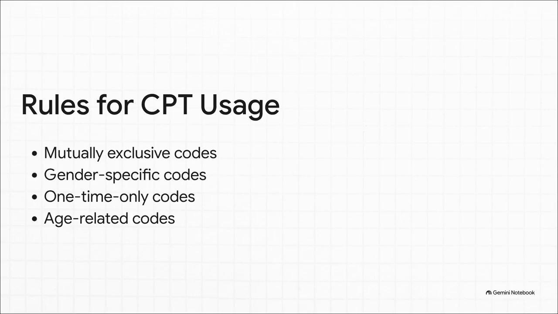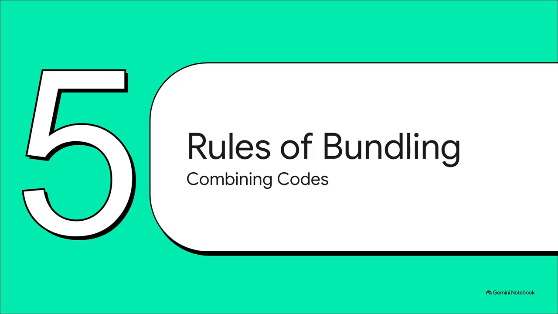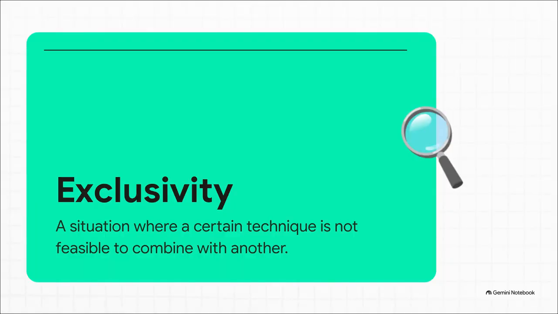And we also have one-time only codes. I mean, you only have one spleen, right? So you can only bill for a spleen removal once in a patient's entire lifetime. This brings us perfectly into section 5, where things get just a little bit more complex, the rules of bundling. So the really crucial point here is understanding exclusivity. Exclusivity describes a situation where combining certain procedural codes simply isn't feasible. Sometimes an operation just cannot be combined with another for a single claim.